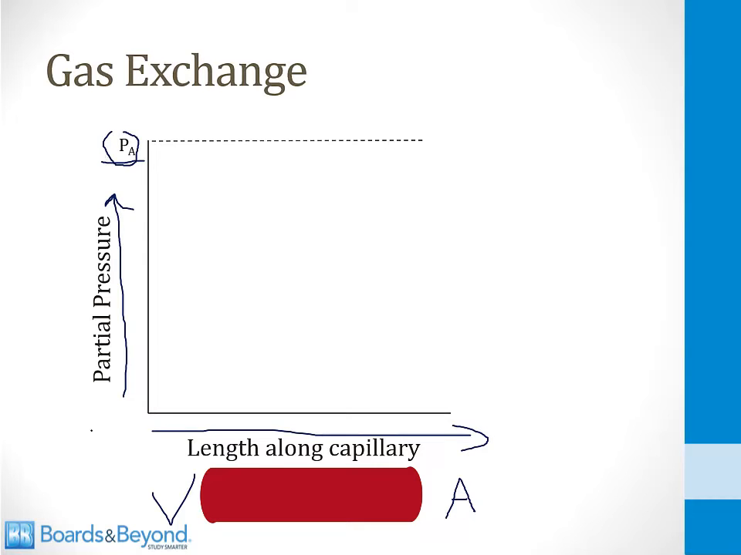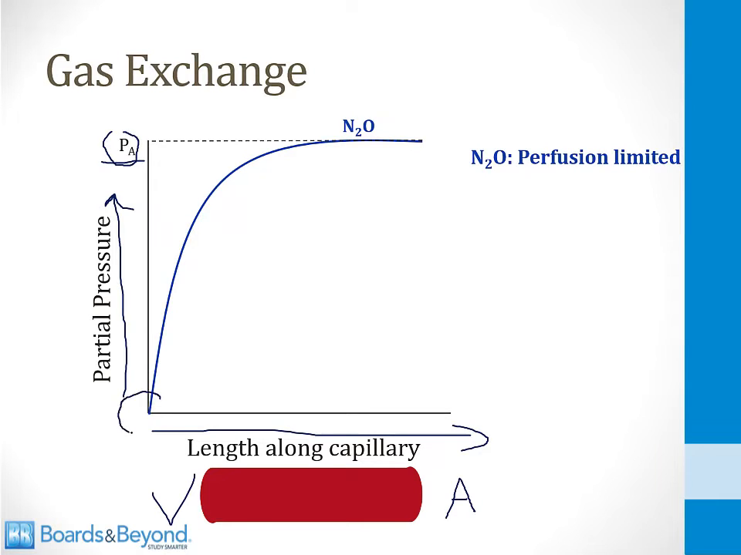And now we're going to examine how the concentration of nitrous oxide changes as blood flows along the pulmonary capillary and picks up nitrous oxide from the alveoli. And if we were to do this experiment, we would find a curve that looks like this.